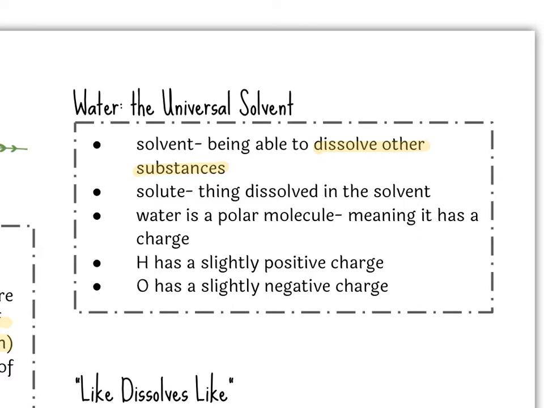Same thing for Kool-Aid. In this case, the Kool-Aid powder would be the solute, because it is being dissolved in the solvent, which is water. So let's move on to solute, because it's easier to talk about them together. A solute is just anything that is dissolved in the solvent.